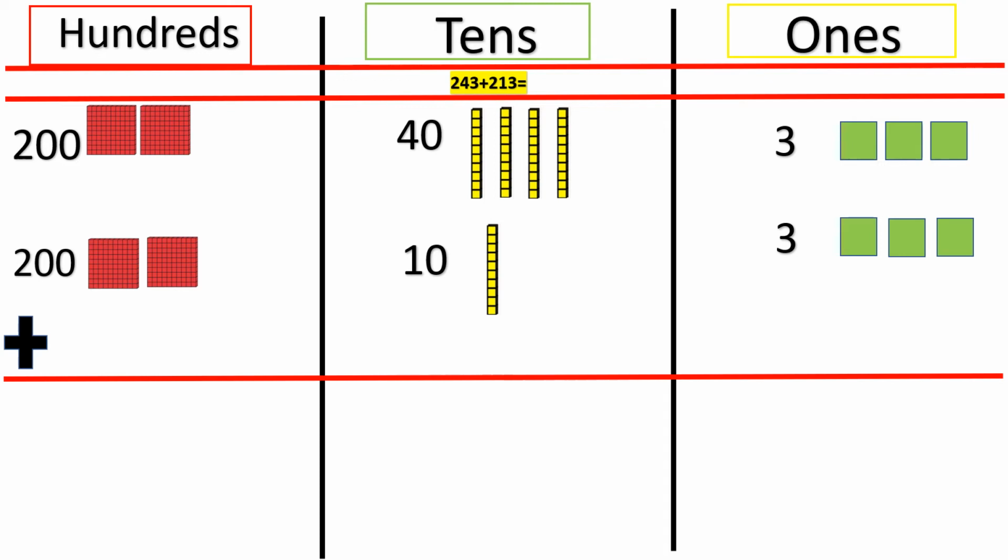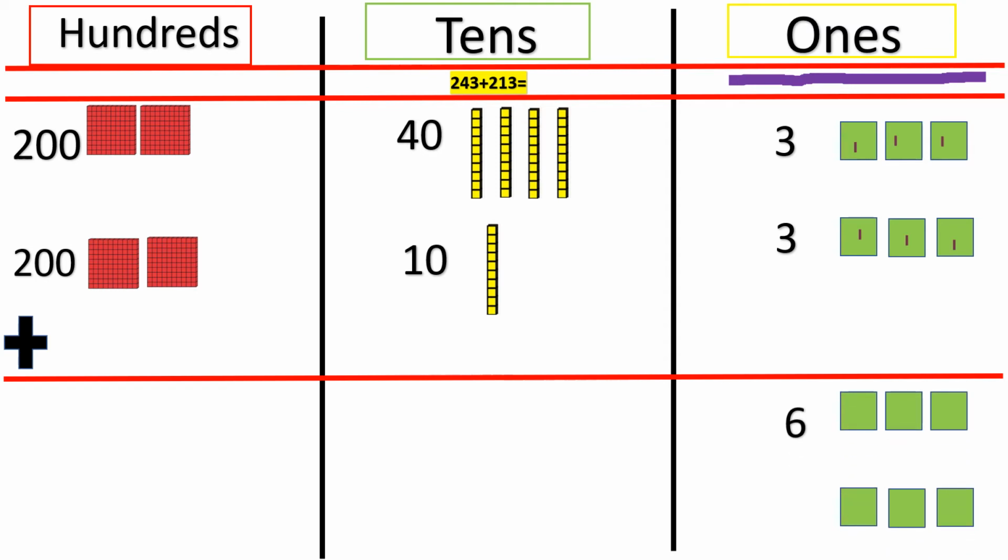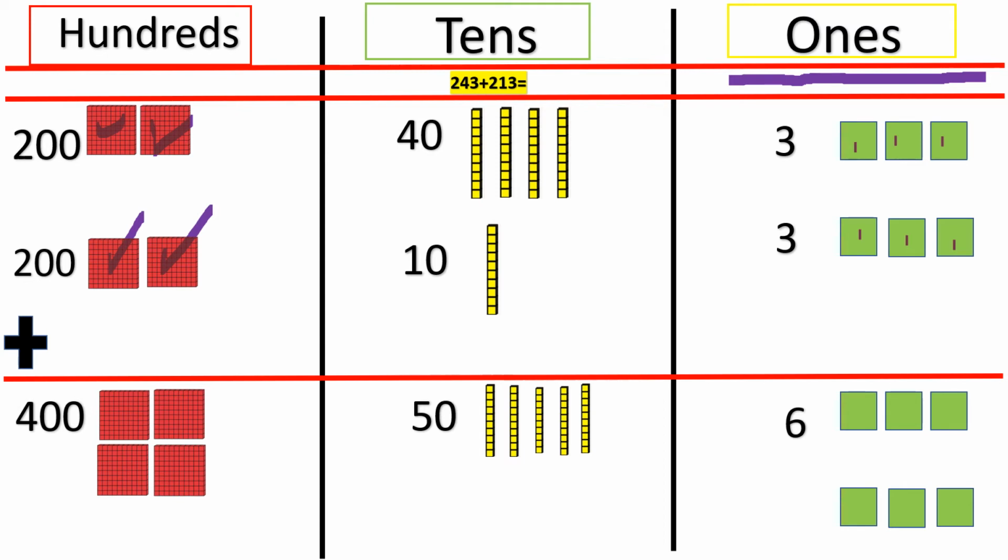Great job. When you're adding your 3-digit numbers, remember you always start adding first in your ones column. I have 3 plus 3. 1, 2, 3, 4, 5, 6. Next, I'm going to add my tens column. Count by tens. 10, 20, 30, 40, 50. Last, I'm going to add my hundreds. 100, 200, 300, 400. So we have 456.